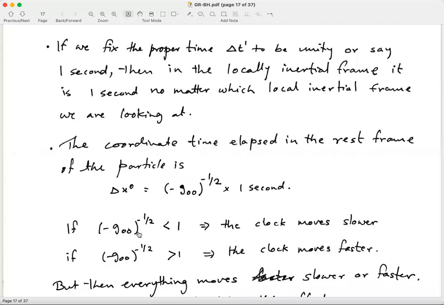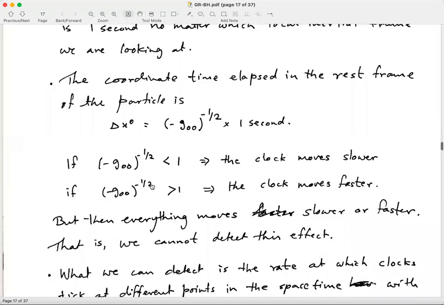If minus g00 to the minus half is less than 1, then of course the clock will move slow, because if this quantity is less than 1, then 1 second proper time is less than 1 second in the coordinate time. Similarly, if minus g00 to the minus half is greater than 1, then 1 second in proper time is larger time in the coordinate time.